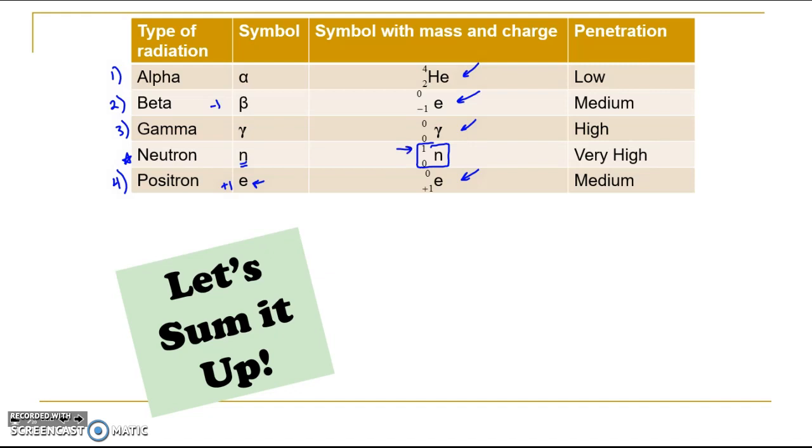So, penetration. Alpha, low penetration, not so dangerous. Beta, medium, needs like aluminum foil or a piece of wood, something thicker. Gamma, high penetration. Okay, you need concrete, basements, lead vests. Okay, neutron, very high. It's actually very dangerous. We're not going to talk about that a whole lot, but positron is medium, probably about the same as beta. Remember, the particle is about the same size, but this one's -1, this one's +1.